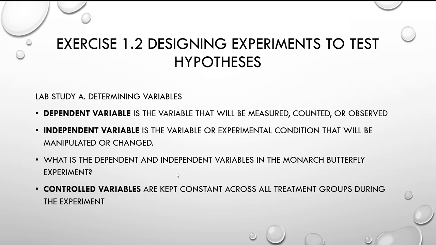Okay, and it's important that we do have controlled variables because we don't want to add any additional variables that can affect the results. We don't want to have, for example, different amounts of water given to the plants, because then we don't know if maybe the water is affecting which plants the monarch butterflies are laying eggs on. So we have to make sure that everything's controlled for.